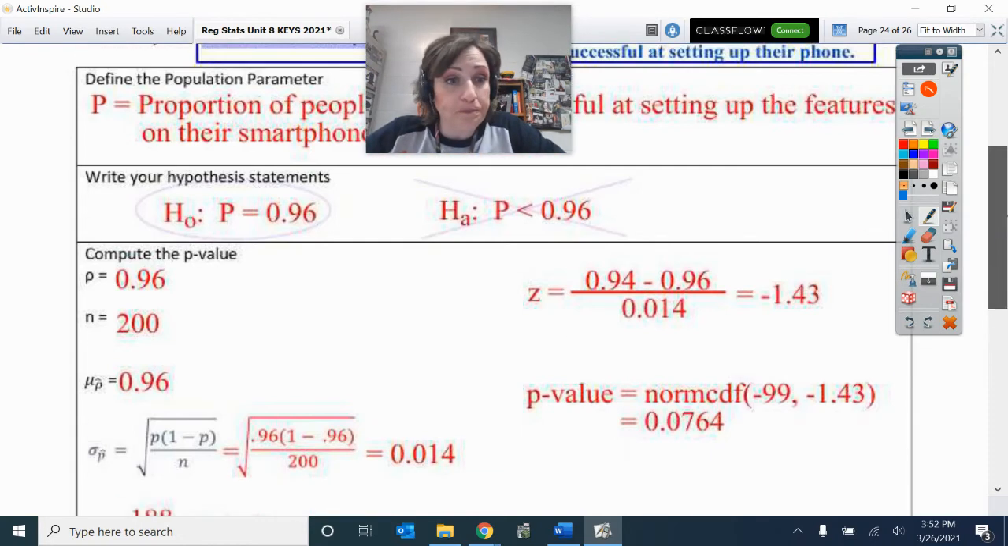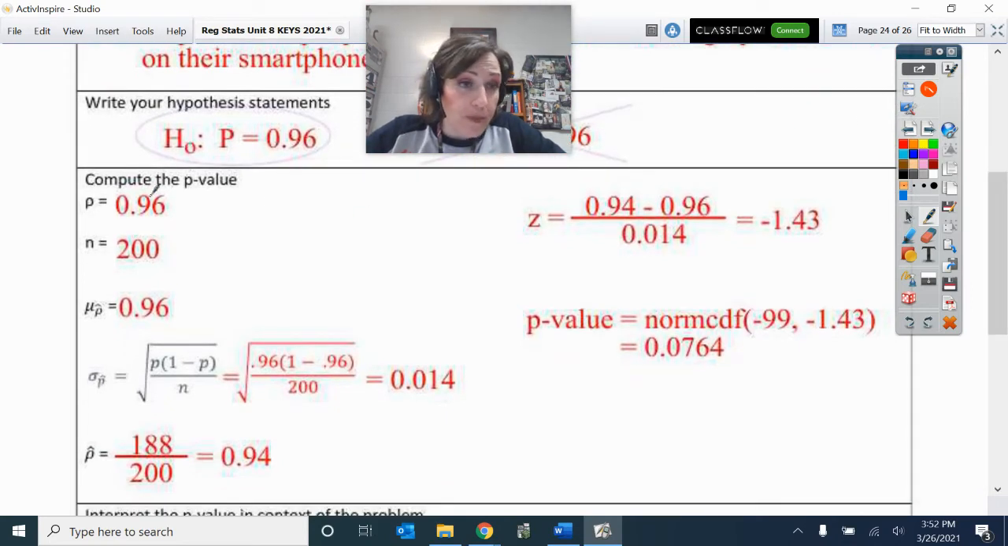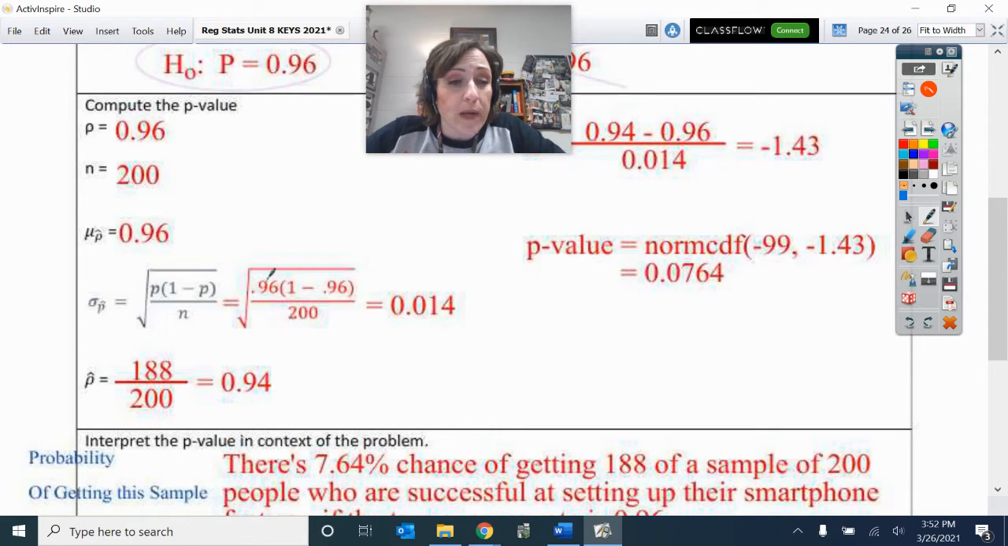So now we get our p-value, and this population proportion is always that hypothesized value. This is the same. Our sample size was 200. And so then we had our standard deviation, I think was 0.01385 or something. So I do this to two significant digits for standard deviation and z-scores. So 0.014. So the sample results, remember p hat is the sample results. So we got 188 out of 200, which is 0.94. So that's what our sample was.